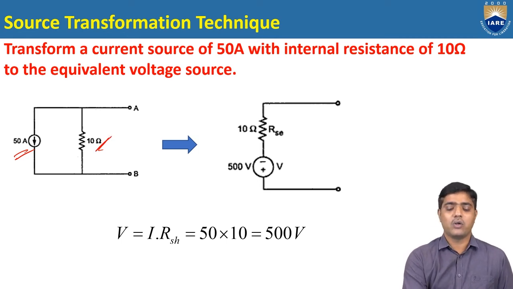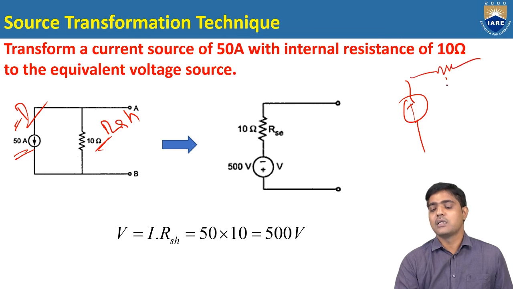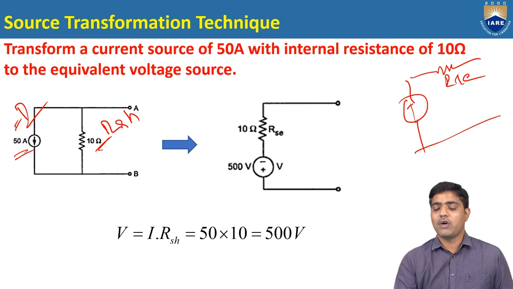So now this is going to be RSH and this is going to be I. Now how can we convert it to the voltage source? What is the equivalent voltage source? The voltage source is connected in series with the RSC. So this is going to be our voltage source. What is the value of V?